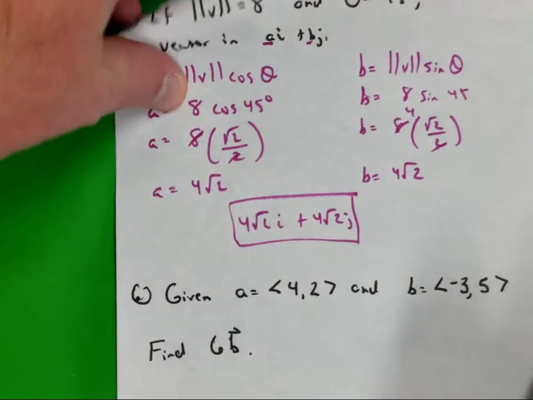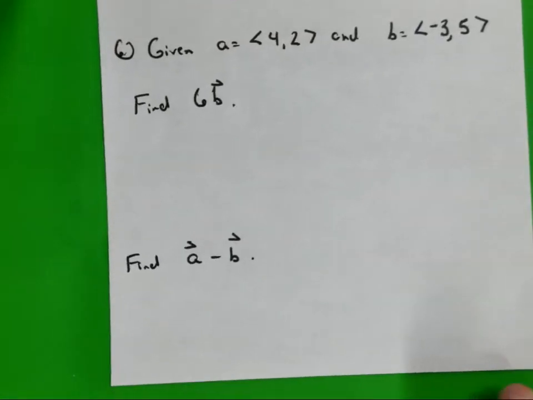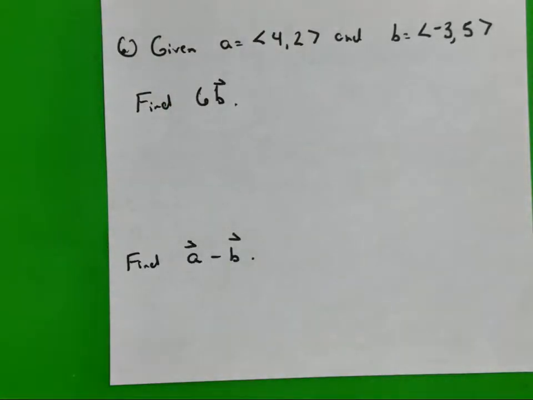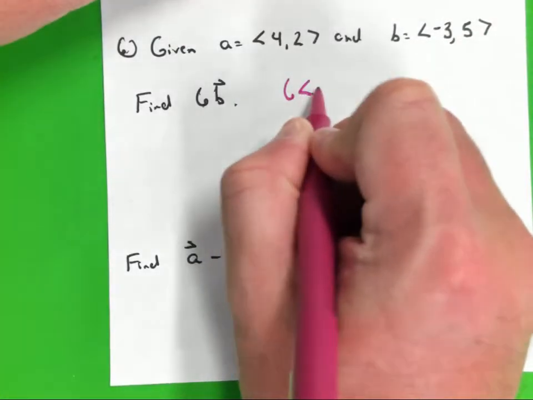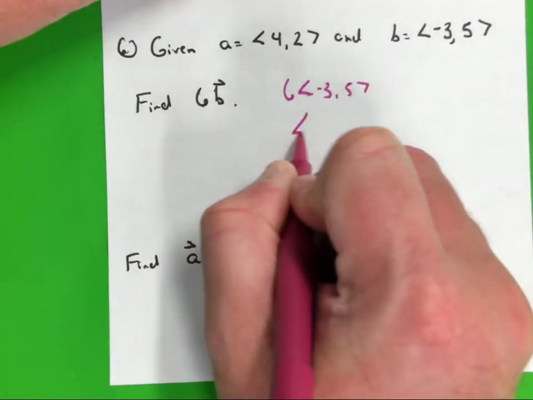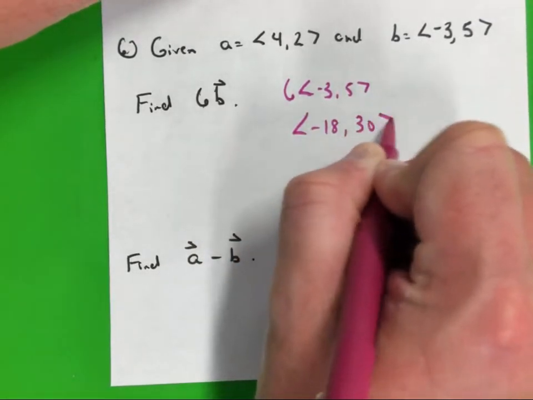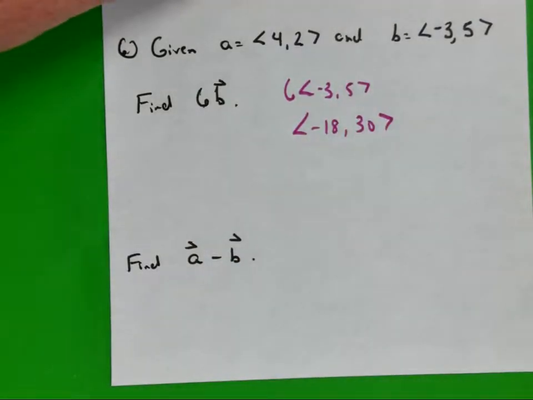This is the one that is not multiple choice. Please remember about our exemption policies. This is a short answer on there. I'm saying find 6 times b, so 6 times vector b. That's a short answer, okay?